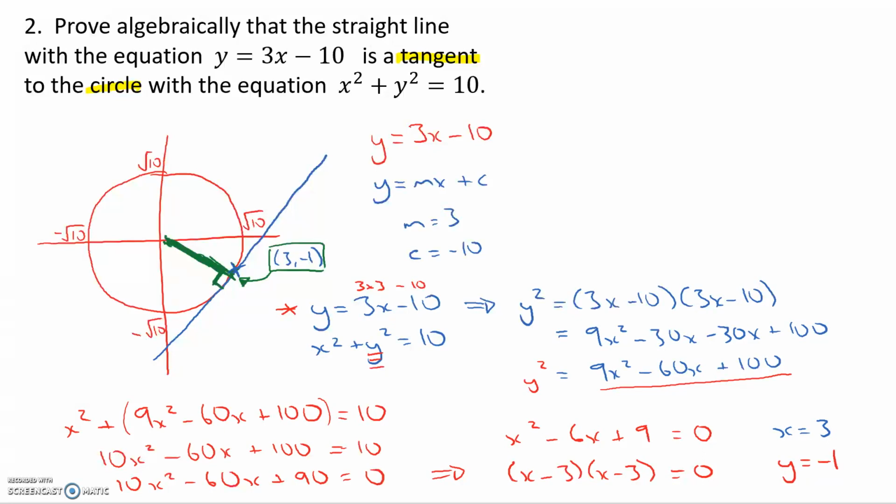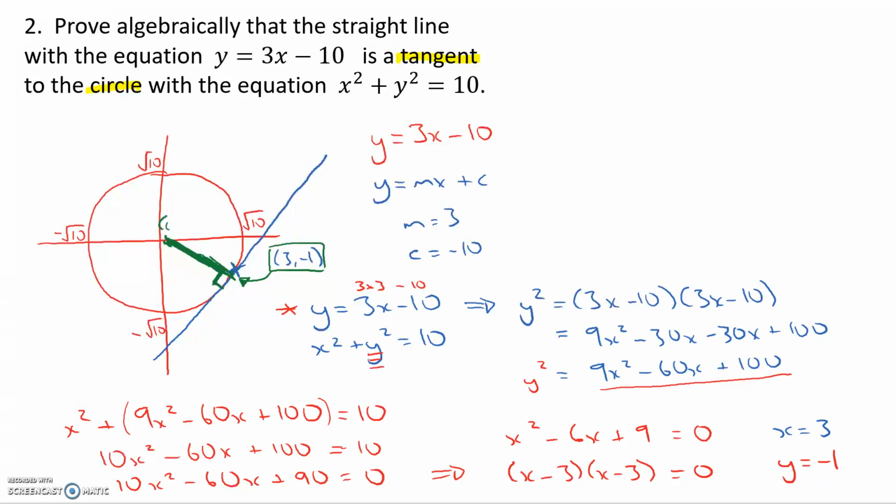Right, well, we still haven't proven that the line is a tangent to the circle. And we were thinking about how we would do that. Well, we know that a tangent meets the radius of the circle at 90 degrees. So if we could prove that this green line was perpendicular to this blue line, then we'd be sorted. Okay, and in order to do that, we need to work out the gradient of the green line.